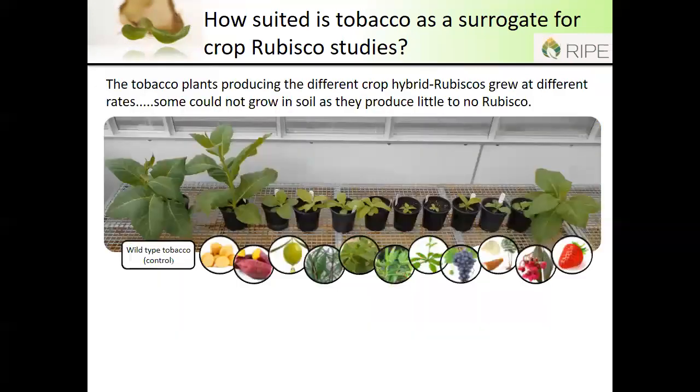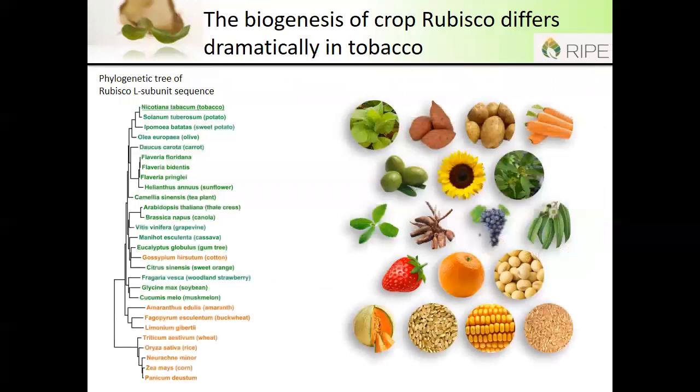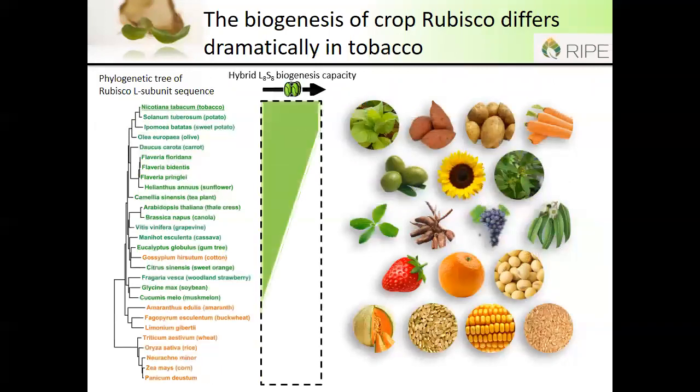So this is just one of the first tests we did, and what we found is that in the plants producing all the different crop Rubiscos, they all grew at various rates. Some grew wild type like, which is like potato here, and surprisingly strawberry also grew very fast. And the reason for that turned out to be that if we look at the phylogeny of the large subunit from all these different crops, and we rank it relative to tobacco, we see that the further away we go from tobacco in terms of sequence similarity, we also see increasing reduction in the amount of large subunits that can fold and assemble to make a functional Rubisco.